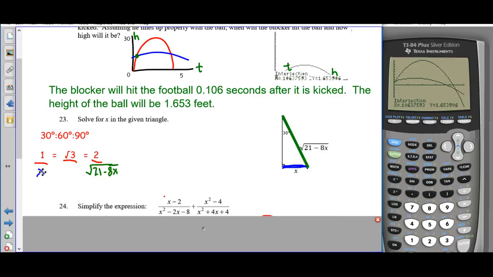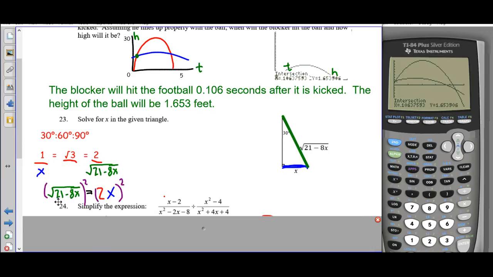So if I'm going to put some fractions with these, I can say that the x is across from the 30-degree angle, so that would be on the bottom of the 1. I can say that the square root of 21 minus 8x, the hypotenuse, is across from the 90-degree angle, so that would be under the 2. And then I'm not going to use this square root of 3 ratio in the middle because I don't need that one. So I want to solve this proportion. I would cross multiply, so I'd have the square root of 21 minus 8x is equal to 2 times x when I multiply the x over to the other side.